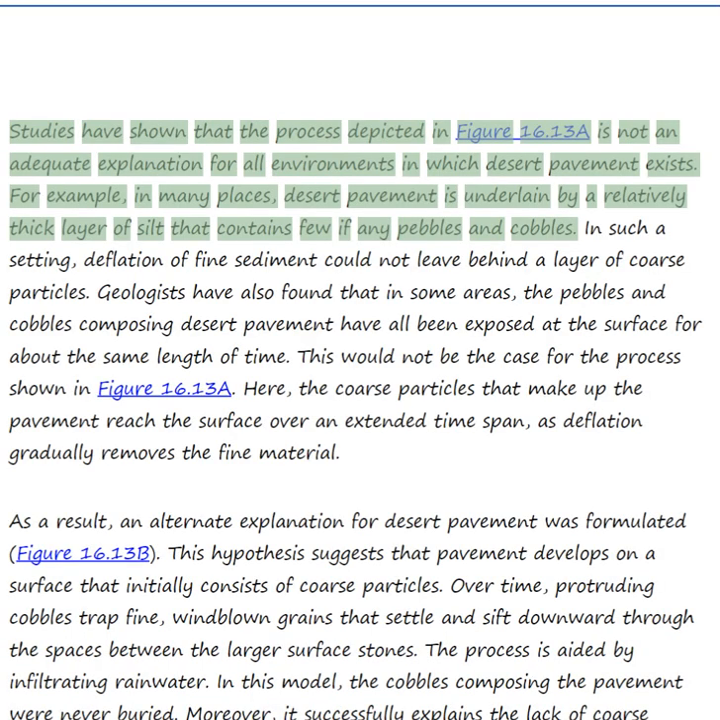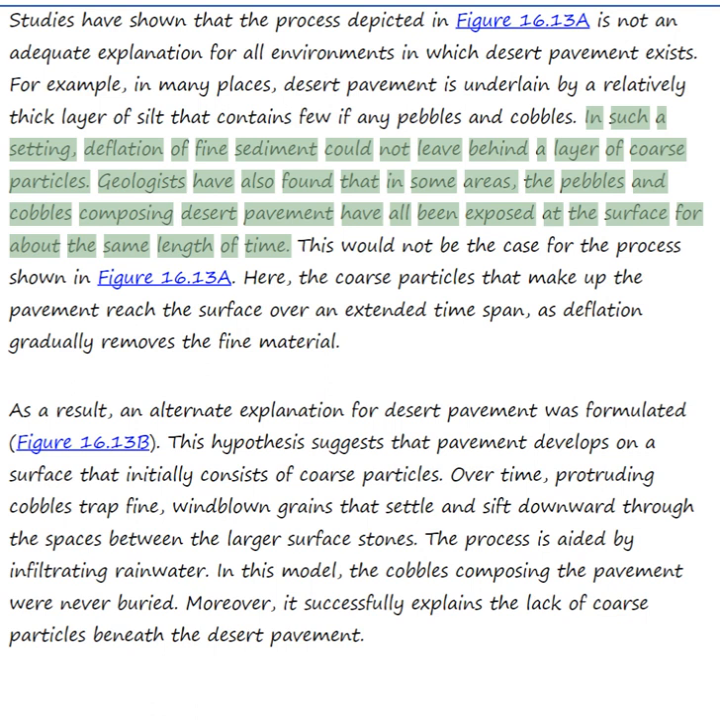Studies have shown that the process depicted in Figure 16.13a is not an adequate explanation for all environments in which desert pavement exists. For example, in many places, desert pavement is underlain by a relatively thick layer of silt that contains few if any pebbles and cobbles. In such a setting, deflation of fine sediment could not leave behind a layer of coarse particles.